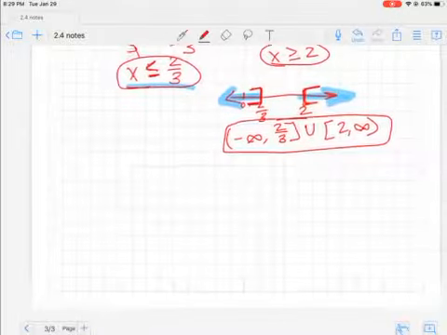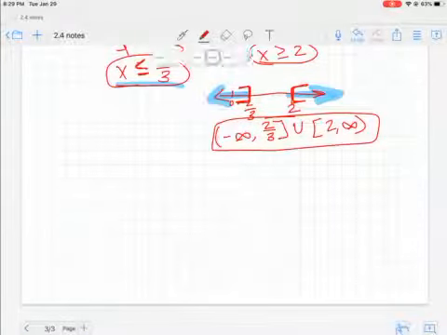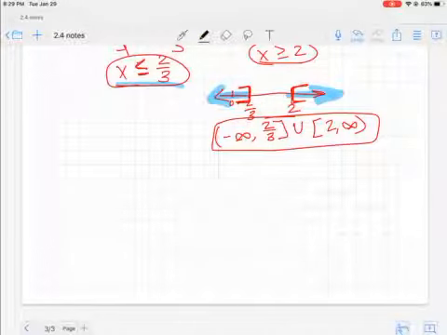Last but certainly not least, we get to go the other direction. You are welcome.